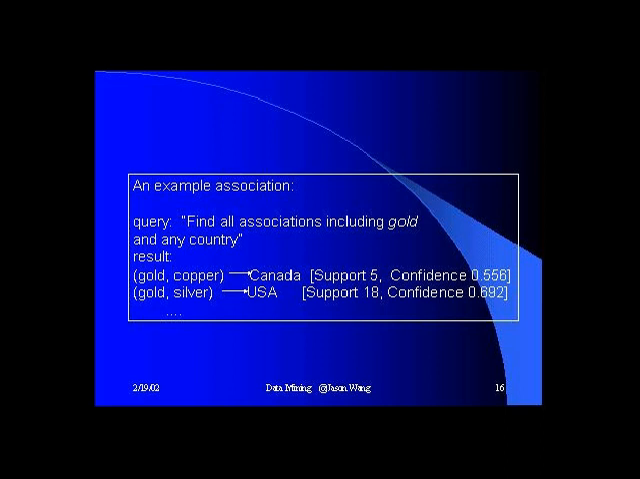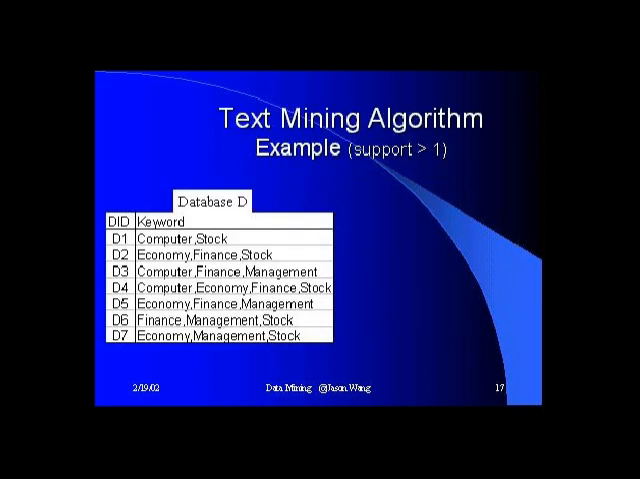So let me move on to a specific example. In this example, you have a database of 7 documents, numbered from 1 to 7. The first document has the keywords computer, stock. The second document has the keywords economy, finance, stock, and so on. So this is very much like transactions, where each transaction contains a bunch of items. Any question about this input data? So that's the input of the algorithm.